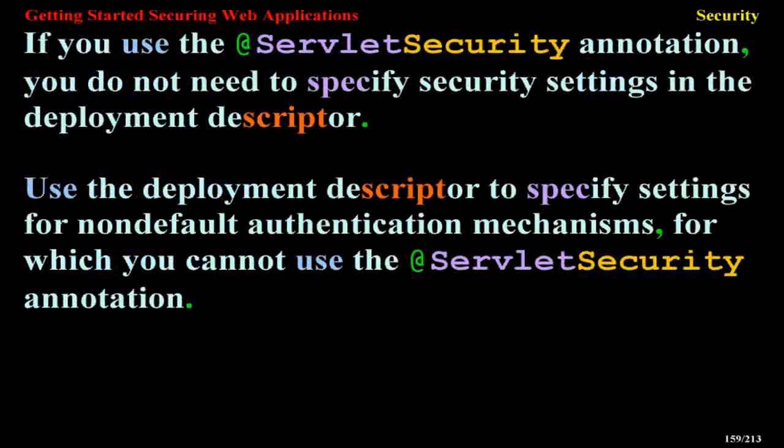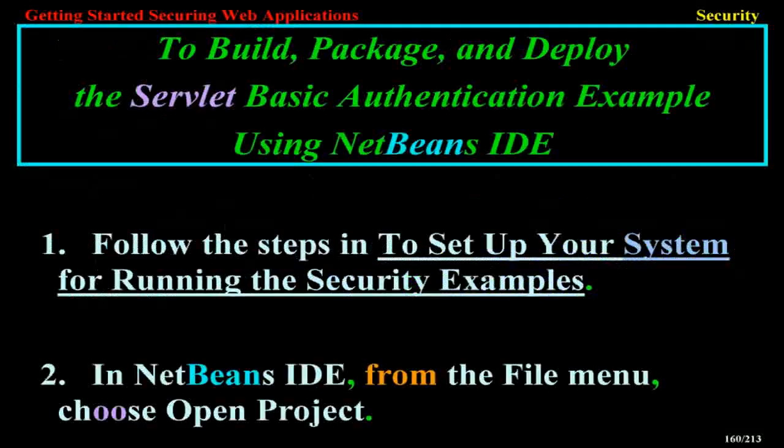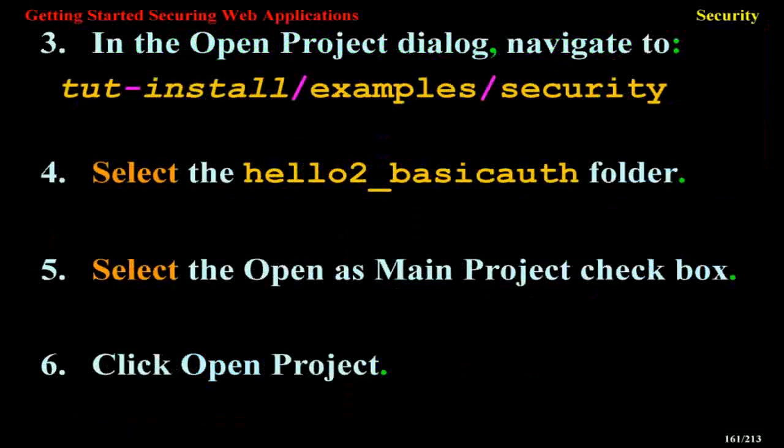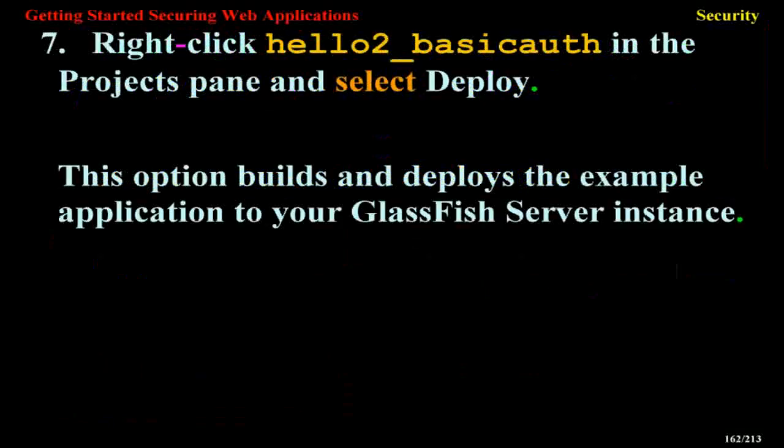To build, package, and deploy the servlet basic authentication example using NetBeans IDE, follow the steps to set up your system for running the security examples in NetBeans IDE. From the File menu, choose Open Project. In the Open Project dialog, navigate to tut-install/examples/security. Select the hello2-basic-auth folder. Select the Open as Main Project checkbox. Click Open Project. Right-click hello2-basic-auth in the Projects pane and select Deploy. This option builds and deploys the example application to your GlassFish Server instance.